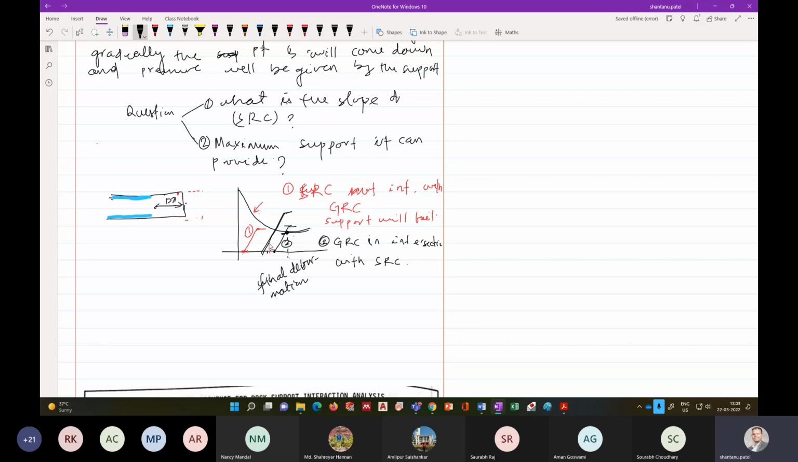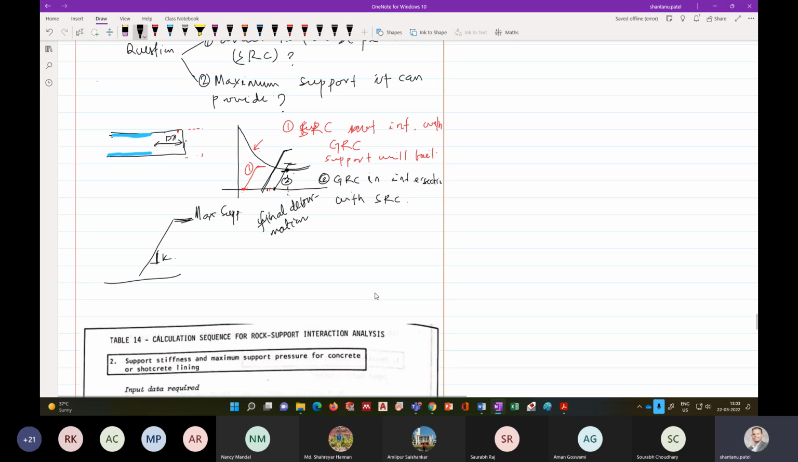Okay, so there are two things here. One is, what is the stiffness, let's say K, and what is this maximum support that can be provided. So I'll finish it in 2 minutes. Is that okay for you?